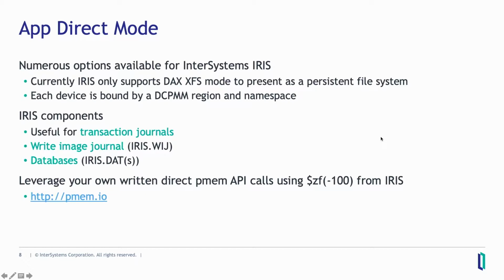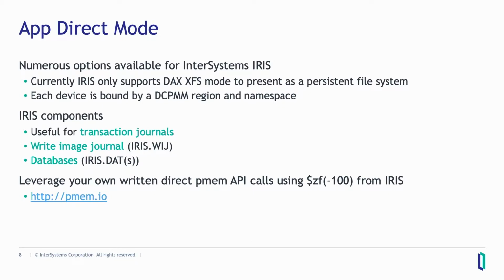So when looking at app direct mode for IRIS, there are several options. Presenting it as a DAX XFS file system, you could put your transaction journals there. This is great for high volume and high velocity data ingestion. Transaction journals are used for several purposes: data recovery, mirroring, transaction and referential integrity after recovery, and so forth. Or you could put your write image journal file there, the iris.wij file. This is great if you have really massive write daemon cycles, where you're sending gigabytes upon gigabytes of updates per write daemon cycle. Speeding that up by using DCPMM is a big benefit.